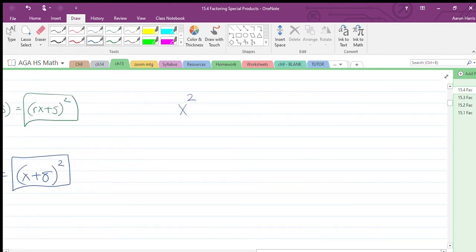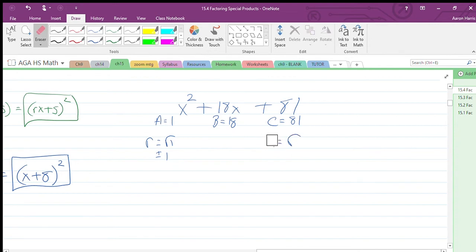If I said x squared plus, let's pick 81, right? So I have 18x here. This is my quadratic. X squared plus 18x plus 81. A is equal to 1. B is equal to 18. C is equal to what? 81. So I know R is equal to the square root of 1, which is just plus or minus 1. I know S is equal to the square root of 81, which is nothing more than plus or minus 9.